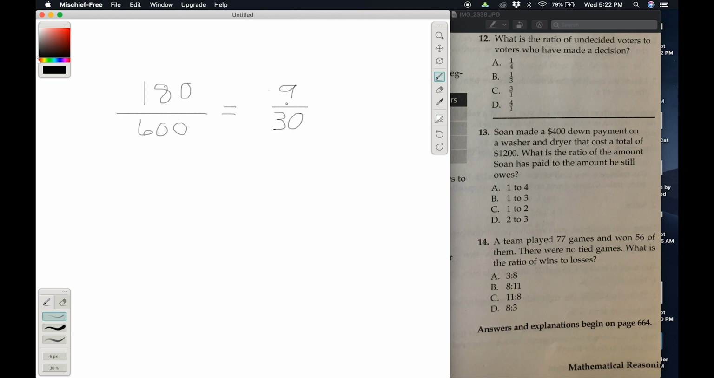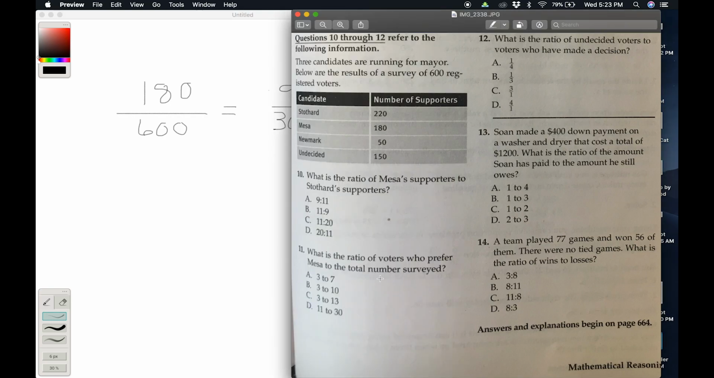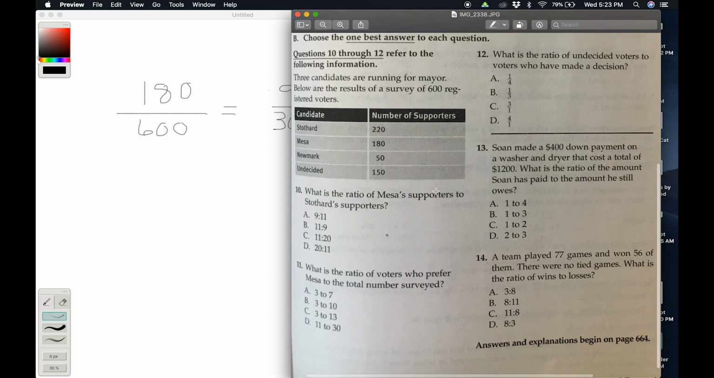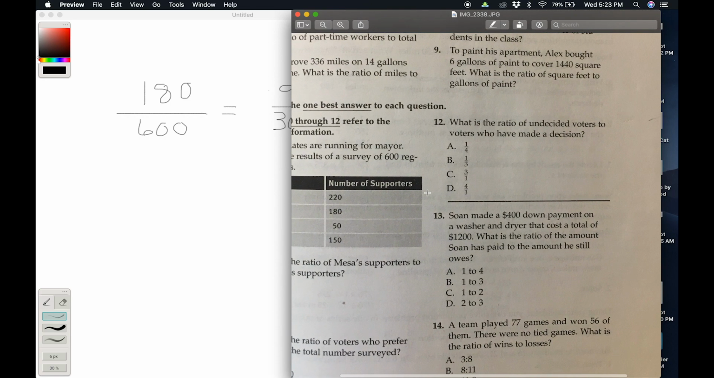Is there any other number that goes into here? Well, 3 goes into 9 3 times. Does 3 go into 30? Yes, it does, because 3 times 10 is 30. So 3 over 10, or 3 to 10, which is how they were asking it. Yep, 3 to 10. So that's your answer for number 11.